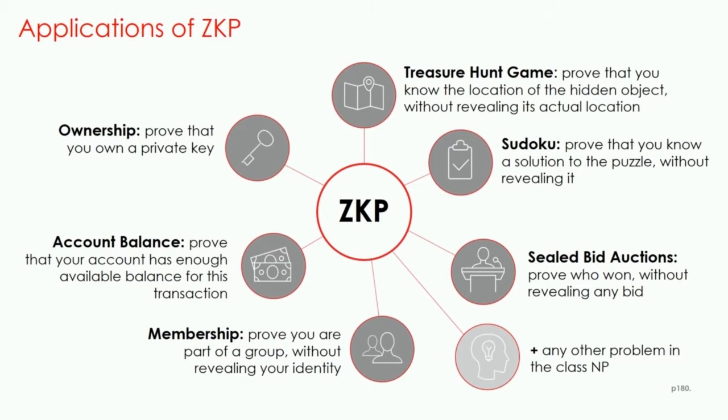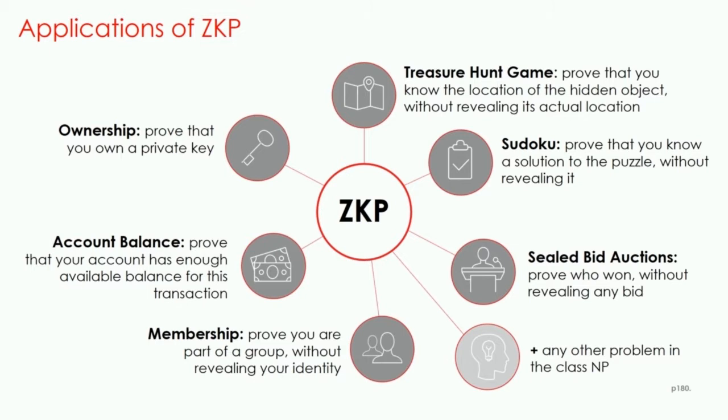It's one of the concepts of zero-knowledge proof: I can prove ownership of a private key or a password without revealing this information. Then let's go to some games. For example, the treasure hunt game: you want to reveal that you know where something is hidden without stating or giving any information, even a small piece, about where this location is. Another example is Sudoku. Do you know Sudoku? It's just a simple puzzle game. You can actually prove that you know a solution to this game without actually giving the solution to the reader. And there are more examples.